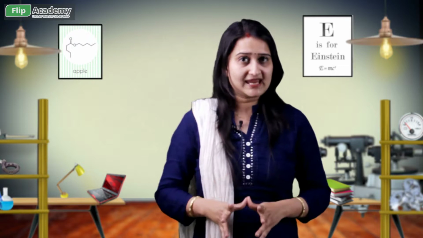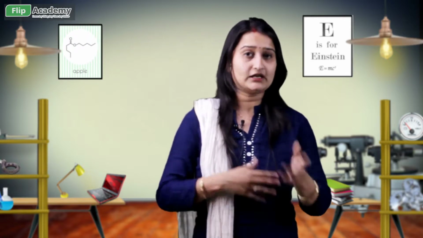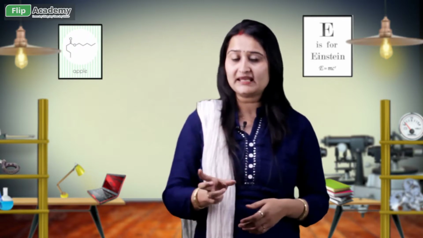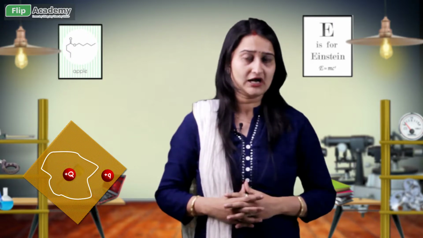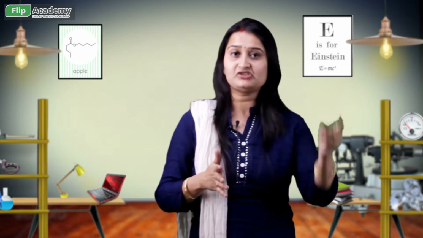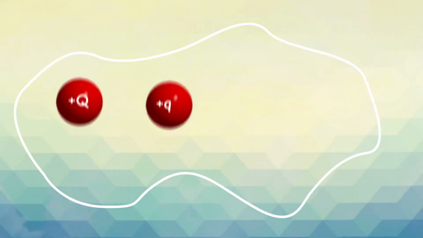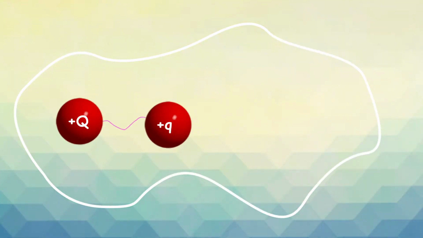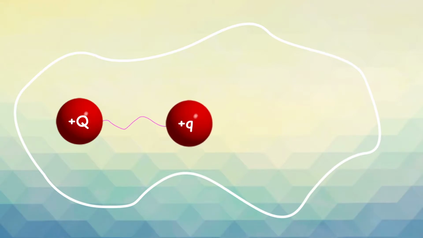Now, in order to check the electric field or the electric effect around this plus Q charge, we need to bring a plus small q positive charge near the plus Q charge. This small q charge is basically your test positive charge. This test positive charge is used to test the effect which is created around the positive Q charge. When it is brought near the source charge, there occurs some force between them, and this force is called the force of repulsion.